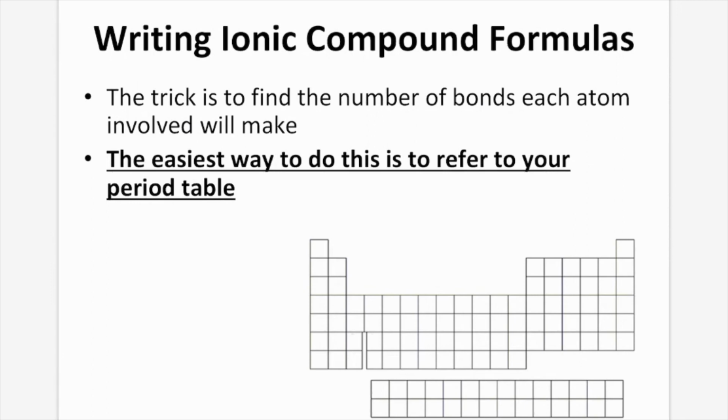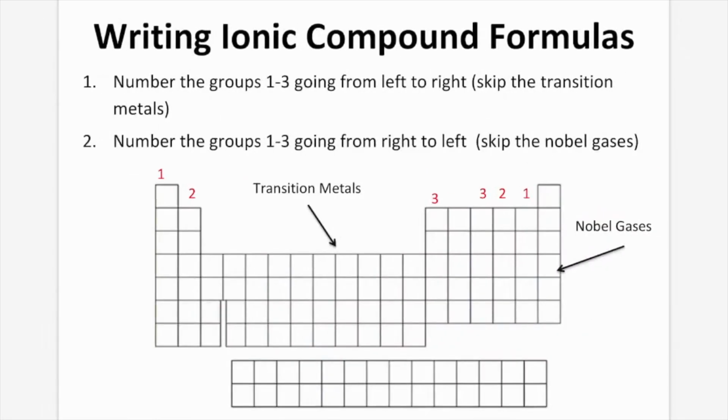Writing ionic compound formulas. The trick is to find the number of bonds each atom involved will make. The easiest way to do this is to refer to your periodic table. So the strategy we're going to use is we're going to number the groups 1 to 3 going from left to right while skipping the transition metals. Remember, the transition metals are all these guys here.